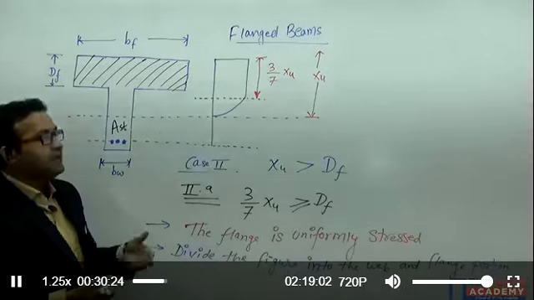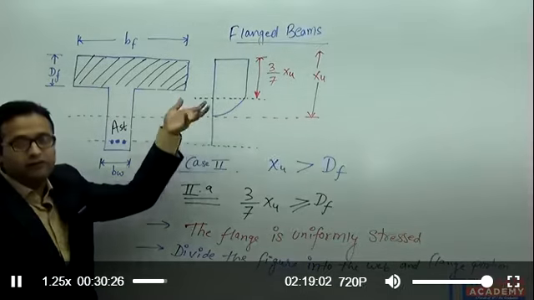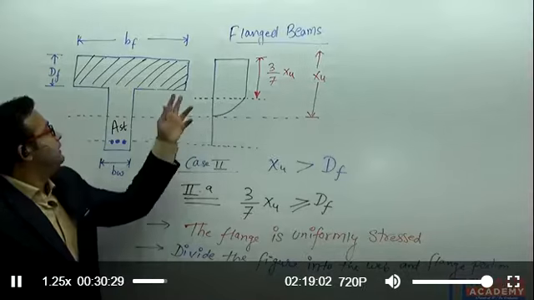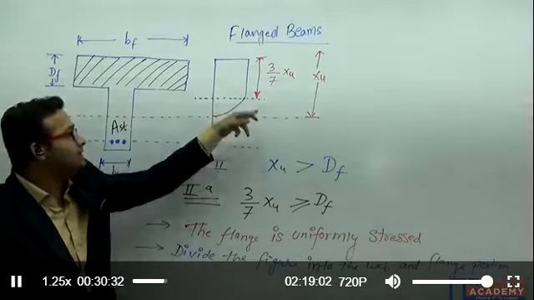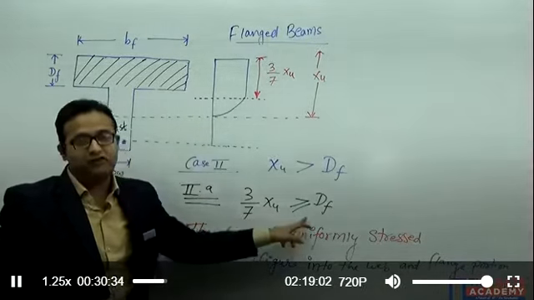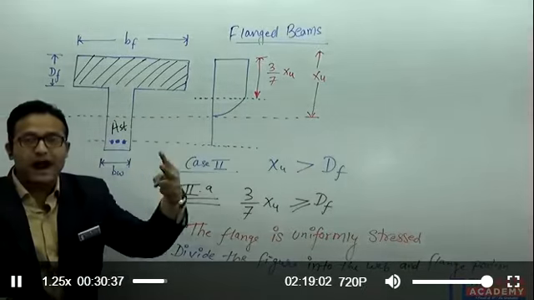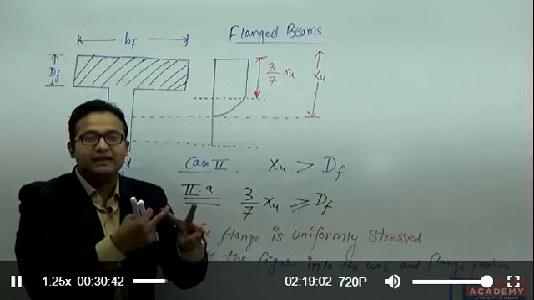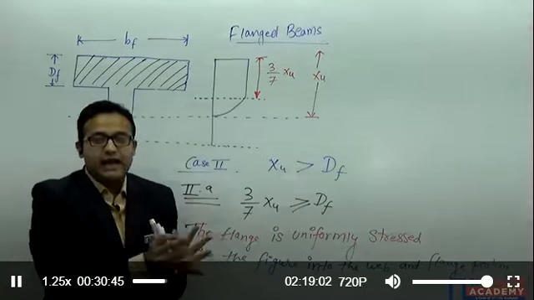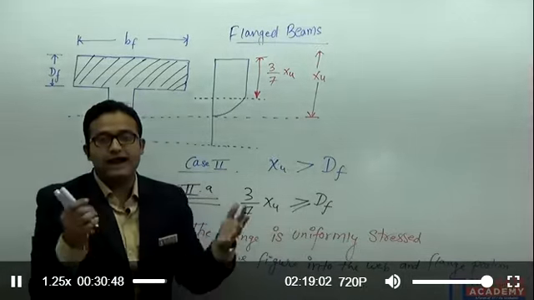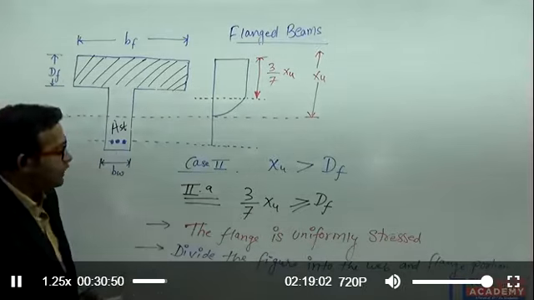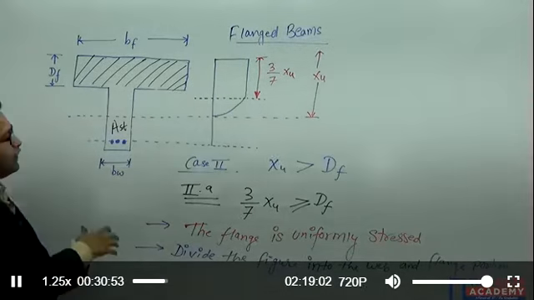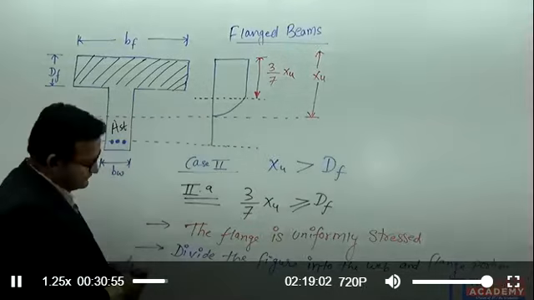So what will happen if you are facing this type of problem, where the depth of neutral axis exceeds the depth of flange, and 3/7 of XU is also greater than the depth of flange? We divide the given figure into two parts. The first part is your flange and the second part is your web. Now we will analyze the two parts separately, and we will make our final conclusion by adding the results.